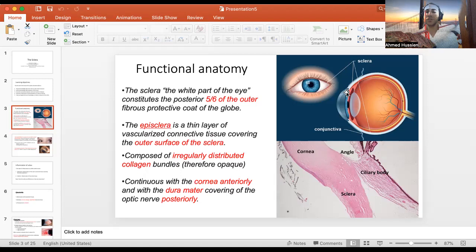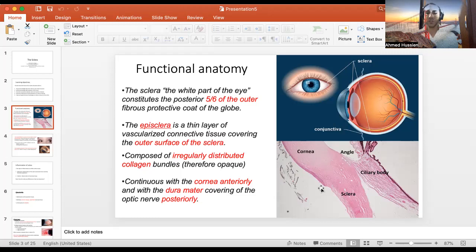Sclera extends anteriorly to join the cornea at what's called the limbus, and posteriorly it joins the meninges around the optic nerve. So this is the optic nerve, and there are meninges around. The sclera joins these meninges posteriorly, and anteriorly it joins the cornea at the limbus. One of the major differences between the cornea and sclera is that the cornea is transparent because of the regularly arranged collagen fibers. However, the collagen in sclera is haphazardly distributed. That's why sclera is opaque.